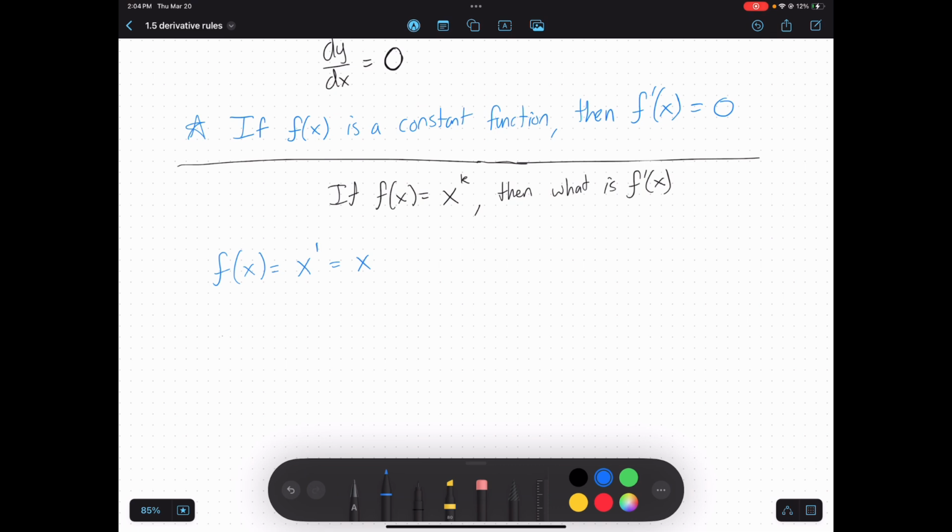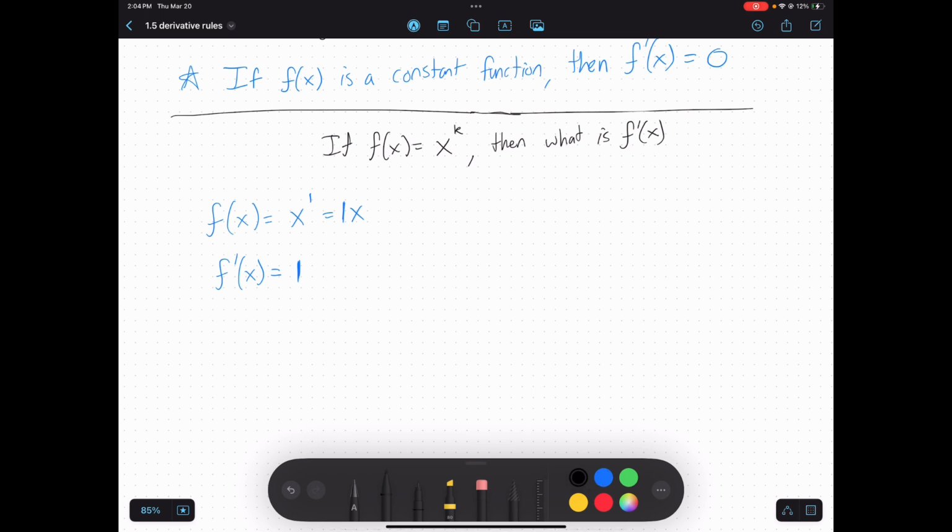Well, since this is a linear function, we know what the derivative is going to be. The derivative is just going to be the slope. I don't see a slope in front of my x. So what number can I put there? I can just put a 1 there. So it turns out my slope is just 1. My derivative is just 1. Okay, so there's one piece of the puzzle.